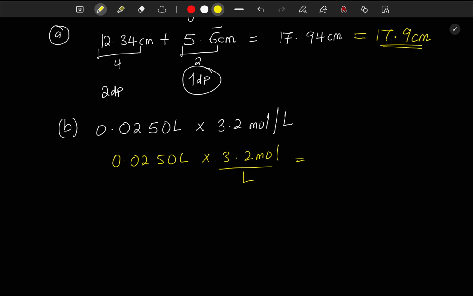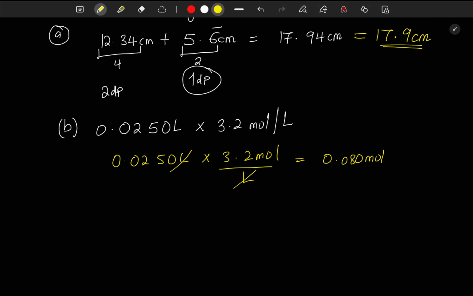Okay, so 0.0250 multiplied by 3.2, I'm getting 0.080. Of course, liter and liter will cancel. I'm going to get moles.